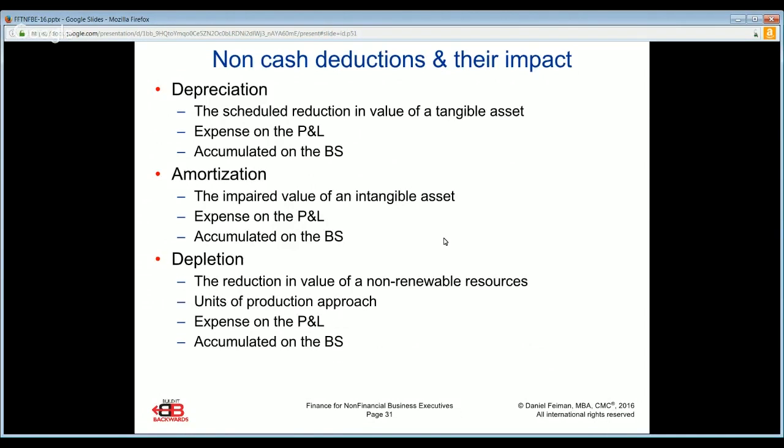Now, how does that link to the balance sheet? Remember, the balance sheet shows that we paid $150,000 for that asset. Each year, we look at the expense on the income statement. In this case, it was $10,000. And after 1 year, the $150,000 asset is worth $140,000. Year 2, we have another $10,000 expense on the income statement, gets accumulated or added up on the balance sheet.